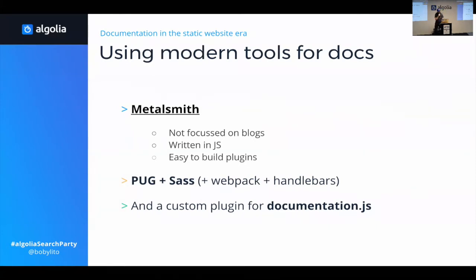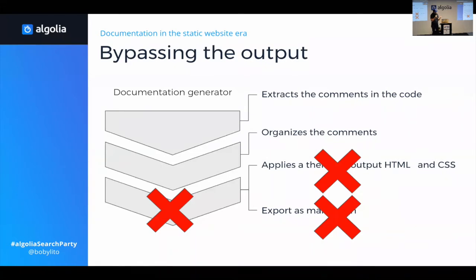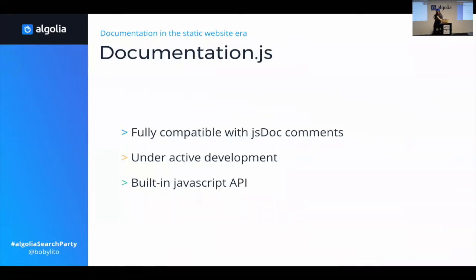Because now we have a full stack of JS stuff, we can go a step further into the integration of the documentation. Now we can completely bypass the rendering part and integrate at the organized comment step. And the truth is that documentation.js, the new tool, is of great help here. Documentation.js is a tool like JSDoc, and it's fully compatible with JSDoc comments. It's under active development, which is not really the case with JSDoc, and it also has a built-in JavaScript API. This API really helped us create this Metalsmith plugin.